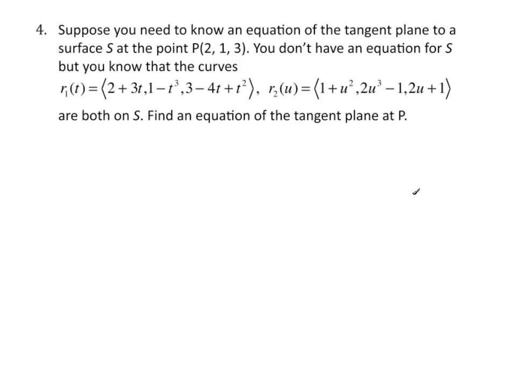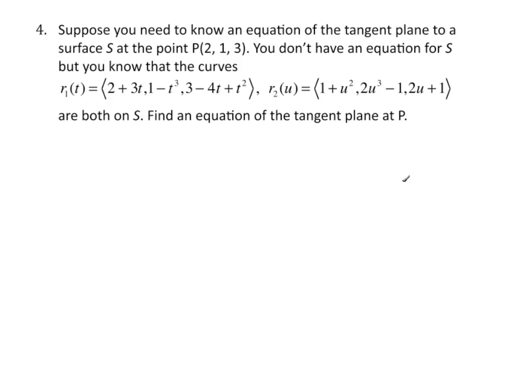Suppose you need to know an equation of the tangent plane to a surface S at a point. Specifically here we're going to look at the point (2, 1, 3). And you don't have an equation for the surface, but you know that there are two curves. I'm going to call this vector function r1 of t, a curve, and r2 of u, another curve. And both of these curves are actually on the surface S. Now find the equation of the tangent plane at P.